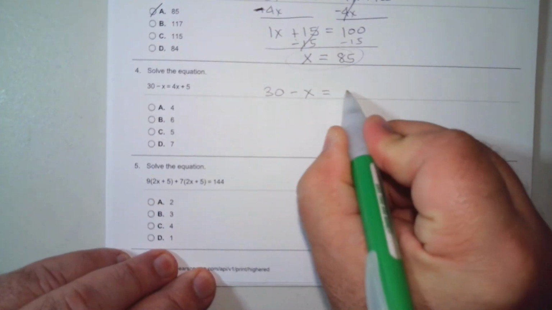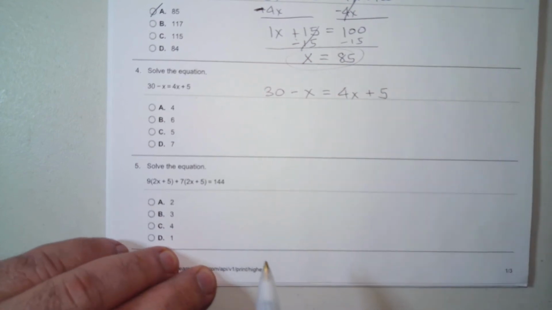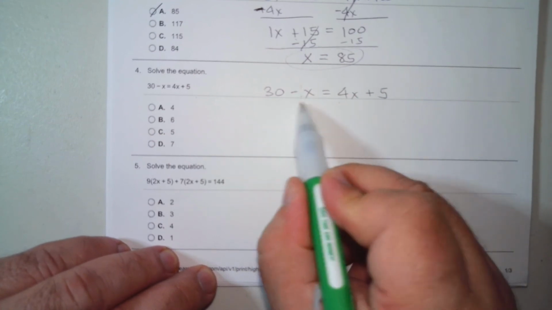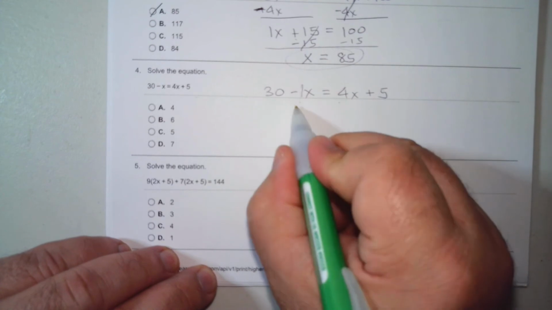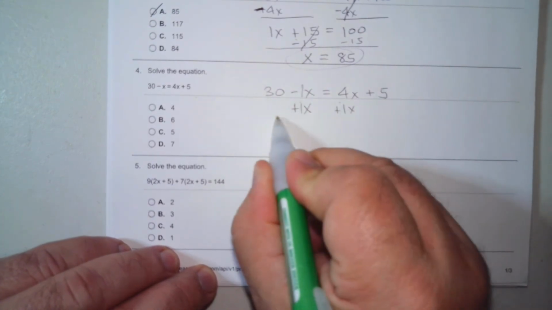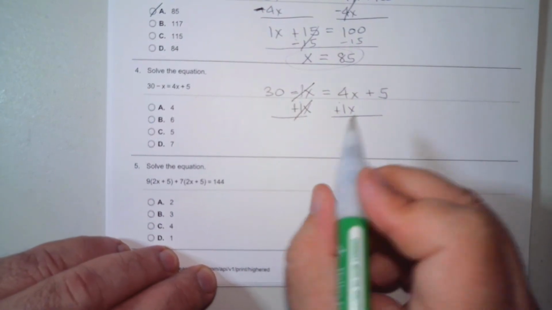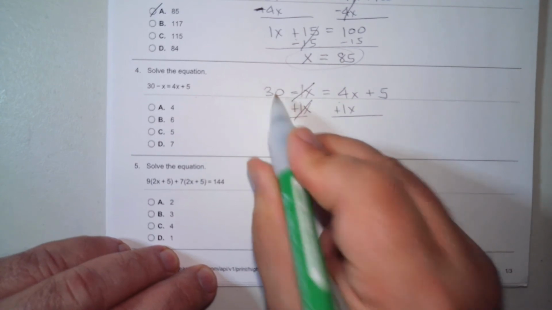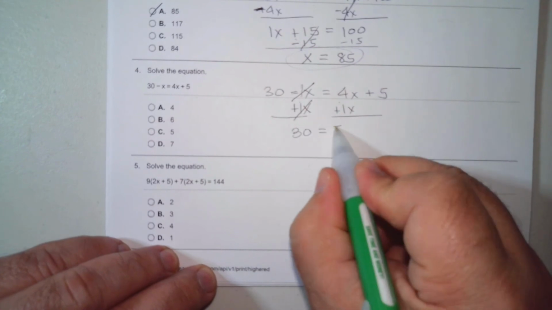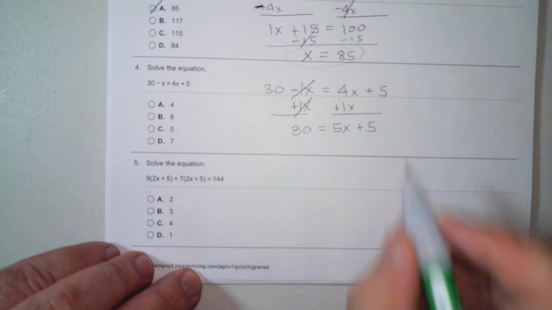30 minus x equals 4x plus 5. Again, x is on both sides. -1x, positive 4. -1x is smaller. So I add 1x to both sides. But it's a negative in the front of that one. Those cancel, leaving me 30. 4 plus 1 is 5x plus 5. I'll bring this down.